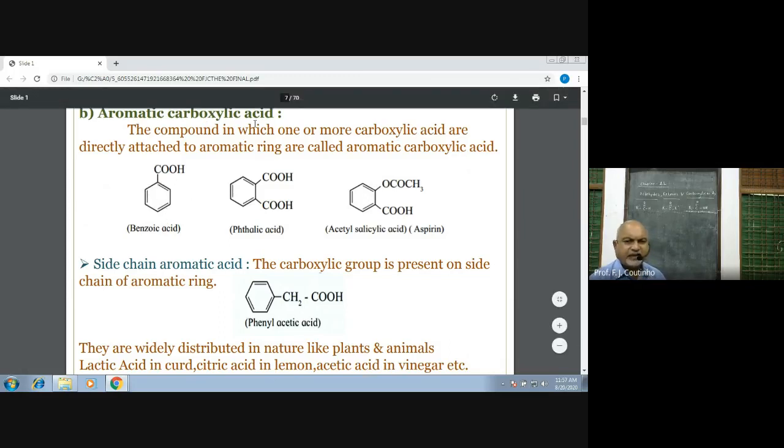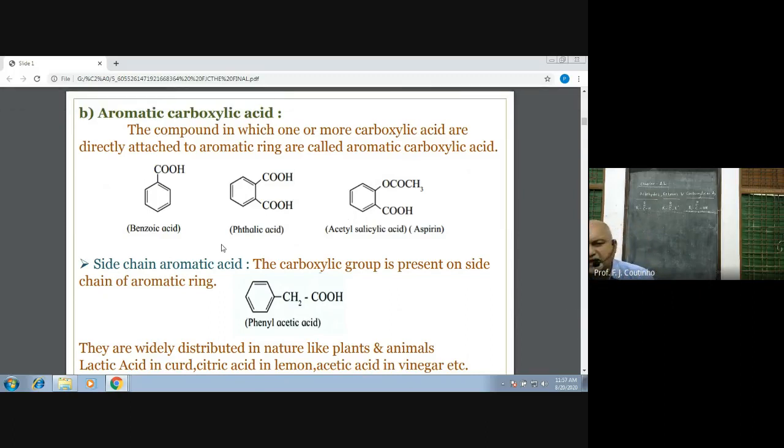Now, what is aromatic carboxylic acid? The compounds in which one or more carboxylic acids are directly attached to an aromatic ring. Now, this is an aromatic ring. Benzene ring is also known as aromatic. Why? Because they follow the property of aromaticity, and that's why it is known as an aromatic ring. High resonance is there, very nice resonance. Alternate double bond and single bond, also known as a conjugated system. These are different terms we can use to understand what aromaticity is.